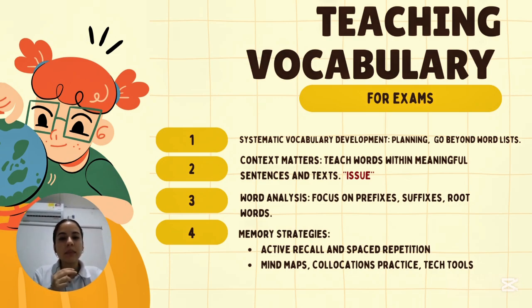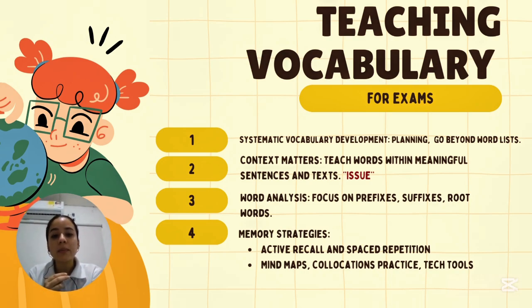Then another important point is word analysis. This includes teaching students how to recognize prefixes, suffixes, and root words. It is a really powerful strategy because it gives students tools to guess the meaning of unfamiliar words during exams. If a student, for example, knows that pre means before, they can figure out that preview means to view something beforehand. This kind of analysis builds learner autonomy and confidence.